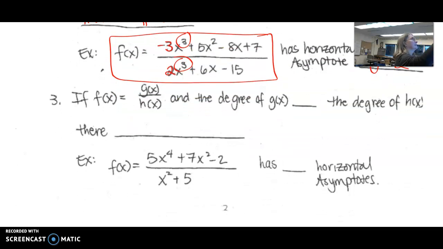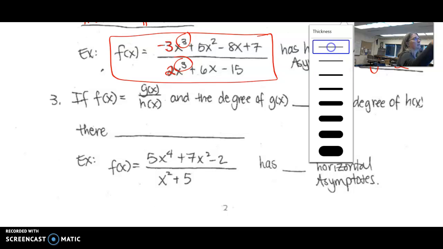And then the last case. So we went through, if the degree of the numerator is smaller than the degree of the denominator, y equals 0 is a horizontal asymptote. If the degrees are equal in the numerator and denominator, you find the quotient of lead coefficients. So lead coefficient of the top over the lead coefficient of the bottom. Y equals that is the horizontal asymptote.